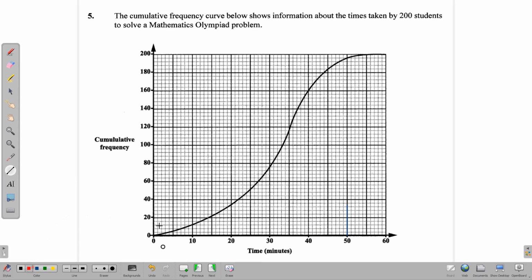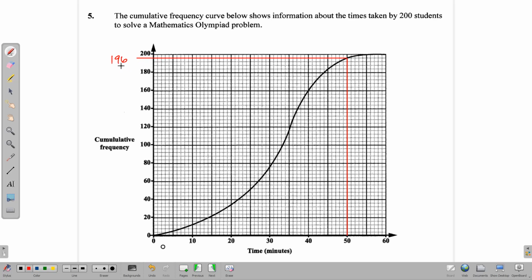Let's put some color in there so we can see it easily. From 50 minutes, we go to the curve and we go up. You could use a broken line. And from there, we go straight across. Notice that the number that we get right here is 196, but the nature of the curve is a less than curve. So this would mean that 196 students took less than or equal to 50 minutes, at most 50 minutes. So the number of students we want are actually above here.